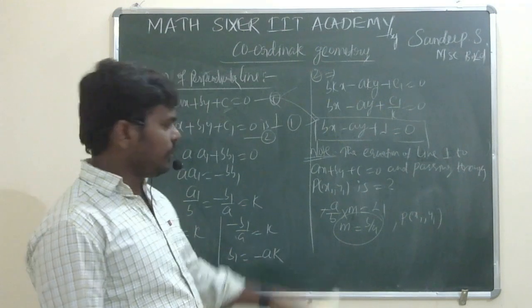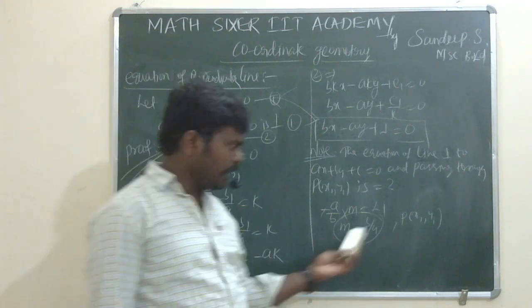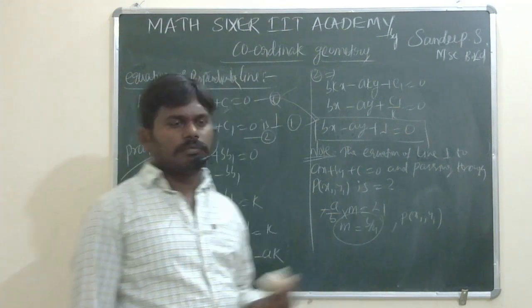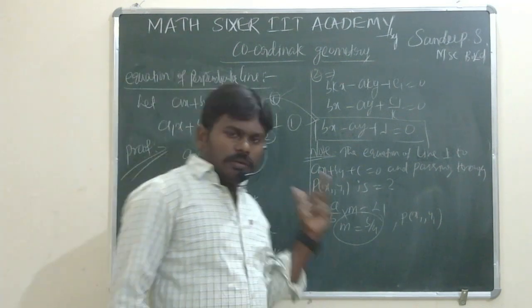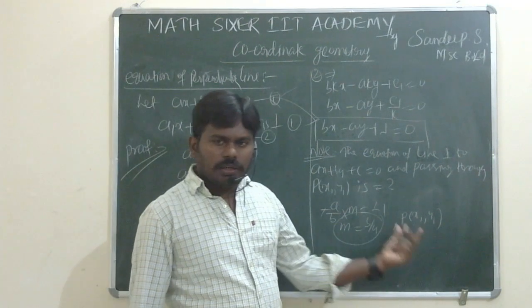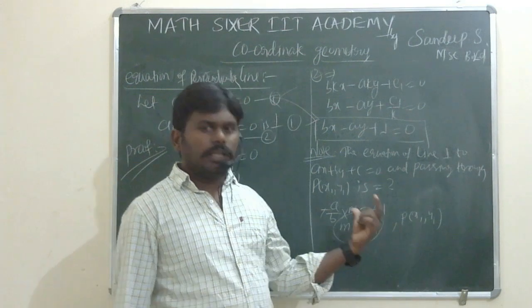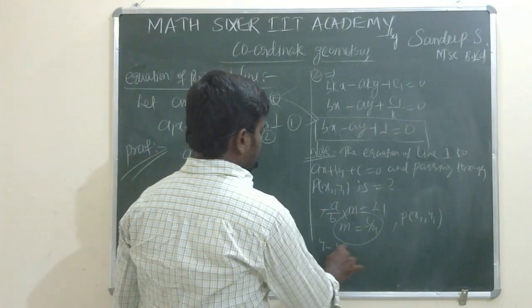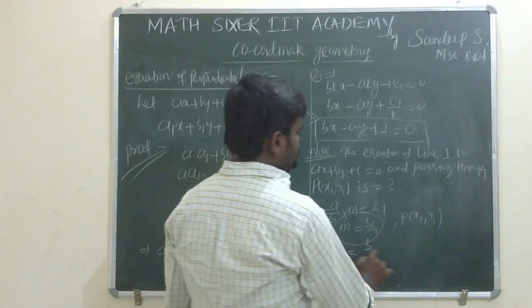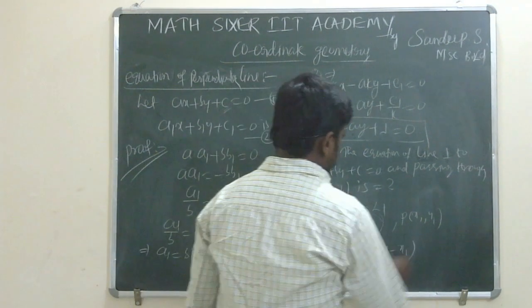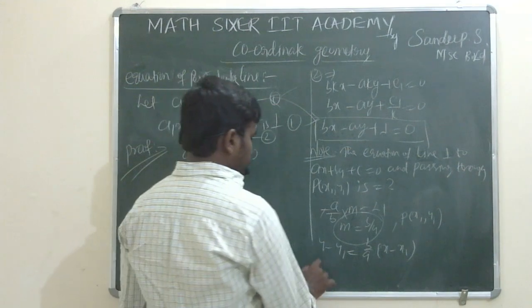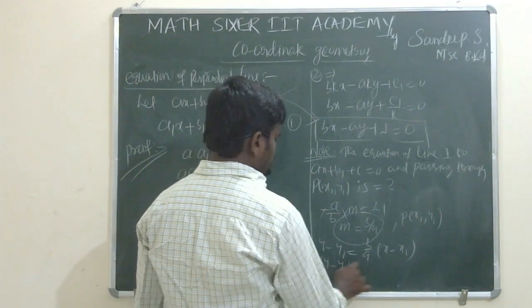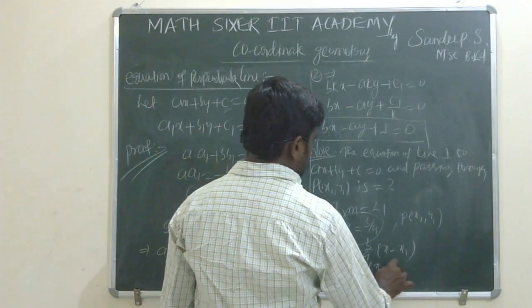Now we can find the equation because we have the slope and also the point. So the point-slope formula again we can use and find the line equation. So how can we find it? Here y minus y1 is equal to m, and m here is b by a, into x minus x1. So when you arrange everything, you will get a into (y minus y1) minus b into (x minus x1) is equal to 0.